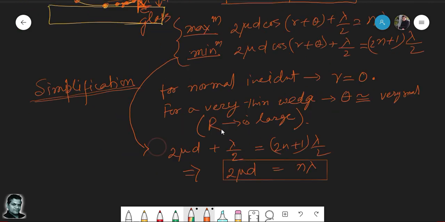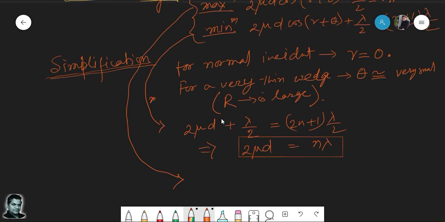Similarly, for the maximum condition, this was the minimum condition or dark fringe, and this is the maximum condition or bright fringe. From there you get 2 mu d cos(r plus theta), which is again 1, plus lambda by 2 equal to n lambda.